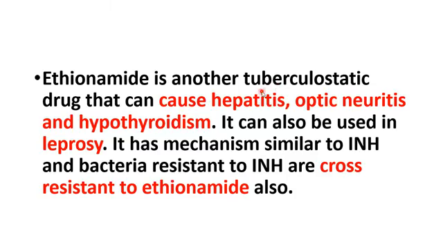To remember that, we know that ethambutol will cause optic neuritis. So the name starting with E, it can cause optic neuritis. Okay, so ethionamide and ethambutol cause optic neuritis. Remember like that. So it is also used in leprosy.